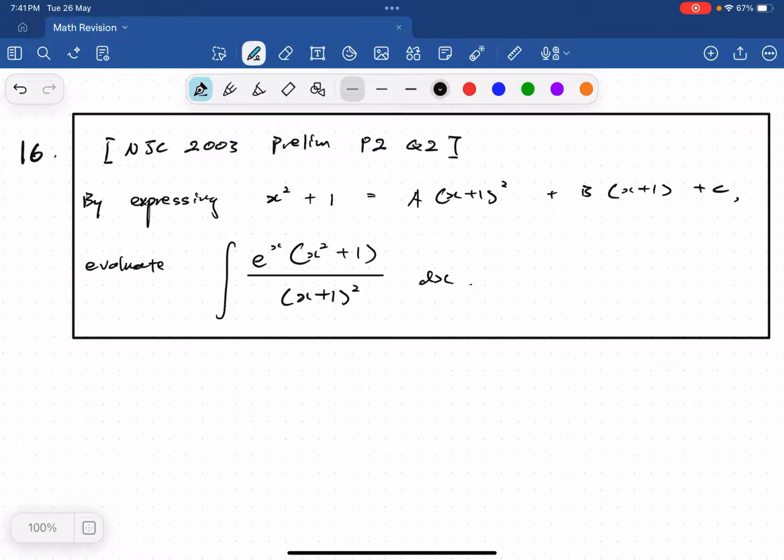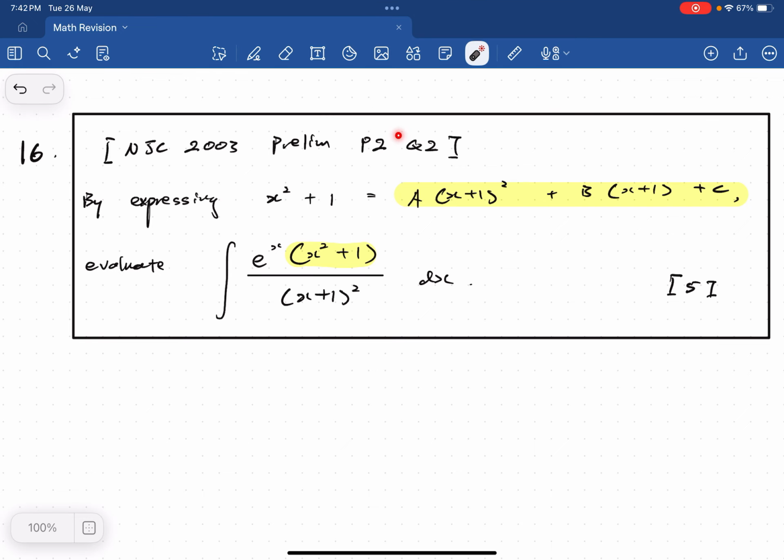H2 mathematics. Okay, so our first integral today, I've written out the entire question because it's actually pretty long. As you can see, this was from an old NJC paper, and they directly tell you what to do. Okay, so they're trying to help you here. They say they want you to express this part here, x squared plus 1, as this particular expression, and therefore evaluate. Now, this original question was actually only 5 marks. And once again, it's a paper 2 question.